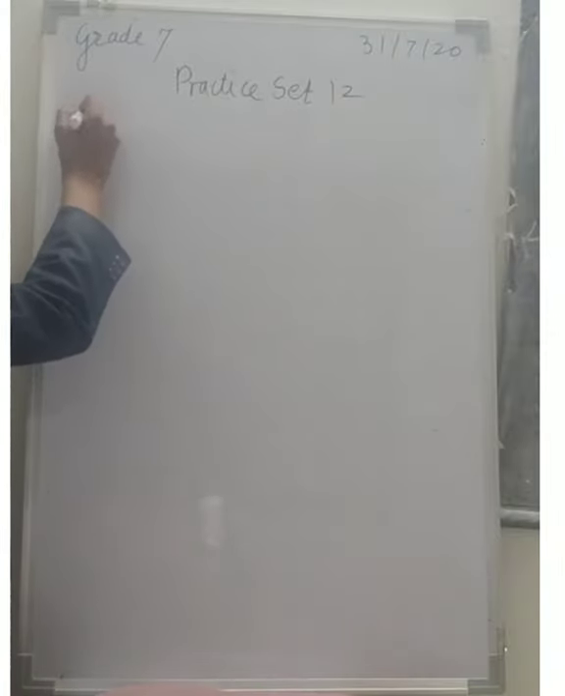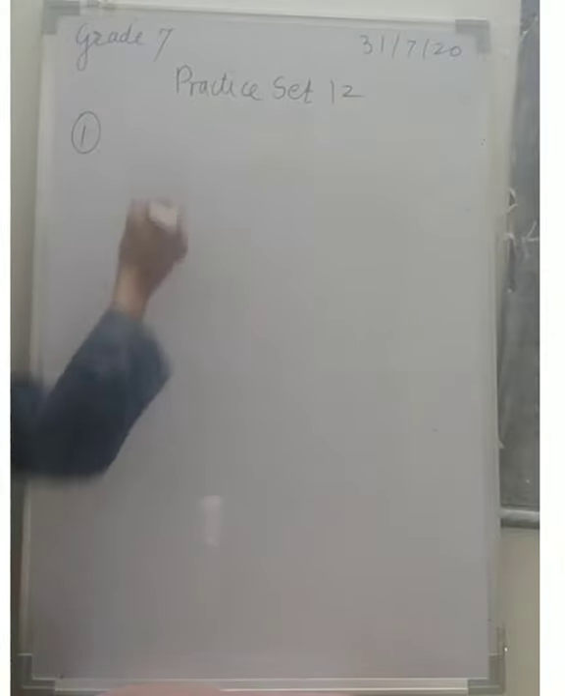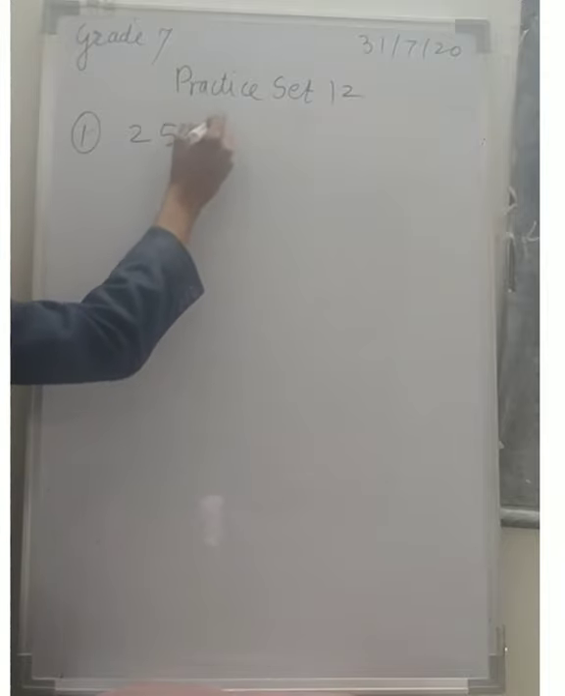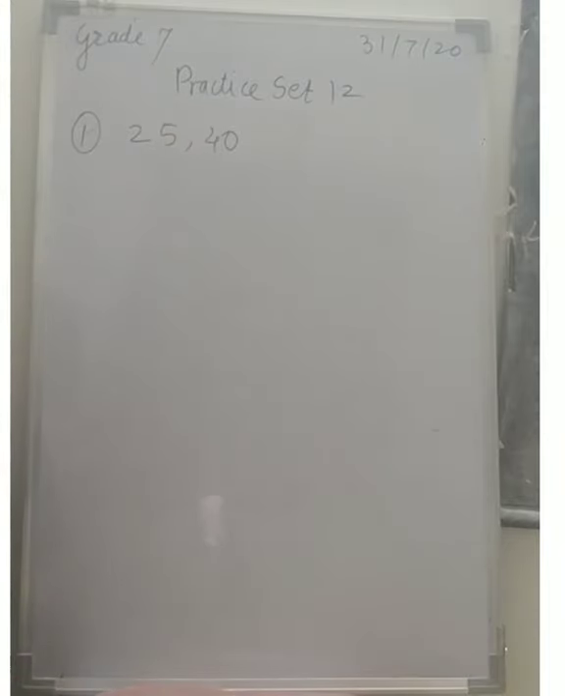We are studying factorization and finding the highest common factor. We are going to solve practice set 12 today. The first question is to find the HCF. First is 25 and 40. These two numbers are given and you need to find their HCF.